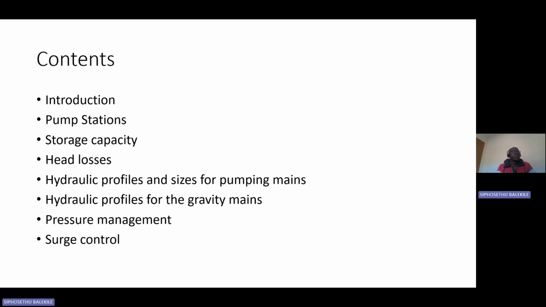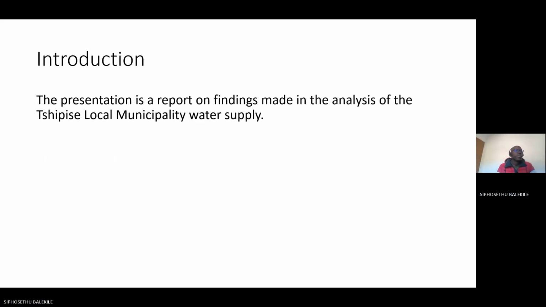So the contents of this presentation are as follows. Number one will be the introduction. Number two, the pump stations, storage capacity, head losses, hydraulic profiles and sizes for pumping mains, hydraulic profiles for gravity mains, pressure management, and surge control. Next slide will be the introduction.